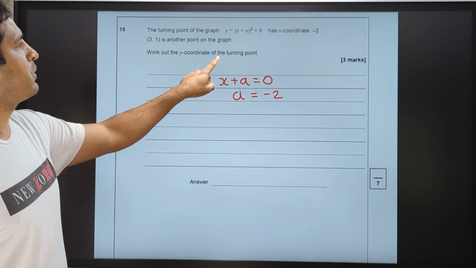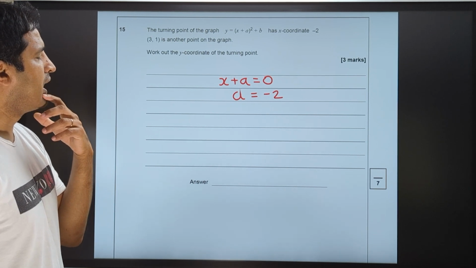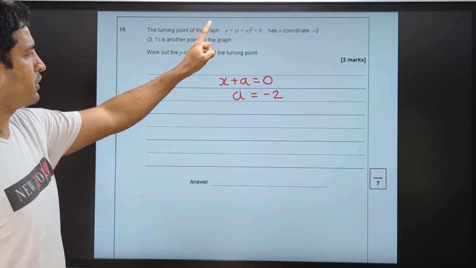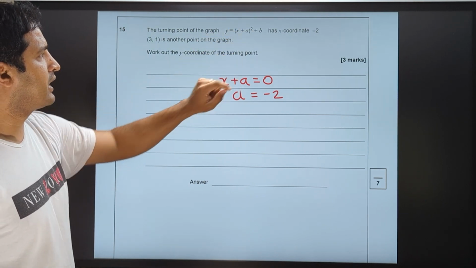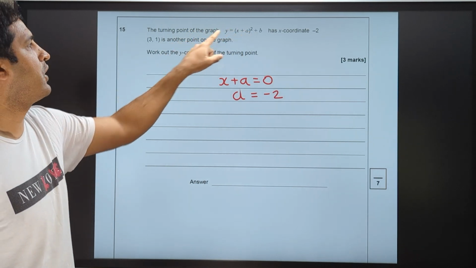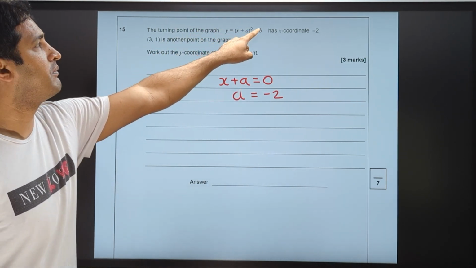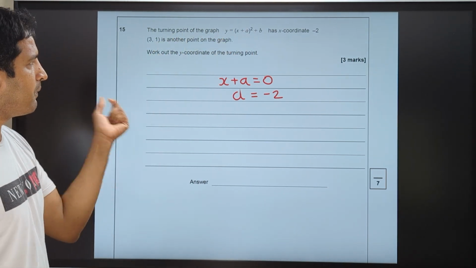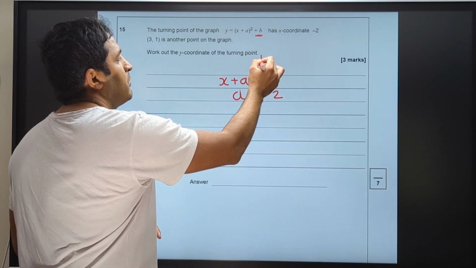Work out the y coordinate of the turning point. If a is negative 2, what's the y coordinate going to be? Well, we know one of the other points on that graph, so we need to put that in first. A is negative 2, complete it and work out what the y value b is going to be. We use that to work out this missing b, and that would be the y coordinate of the turning point. The y coordinate of the turning point is going to be b.